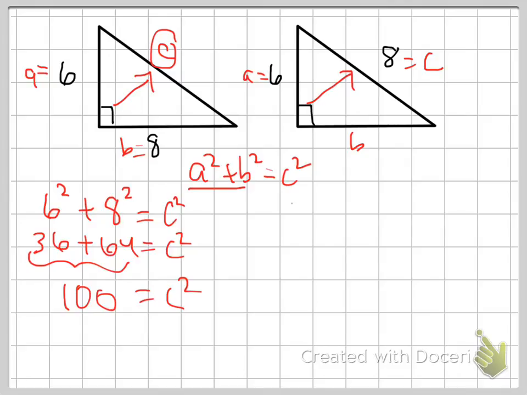My last step is to isolate the variable. I have to undo that squaring by doing the opposite. Square root both sides. Square root of 100 equals 10. So in this triangle, I know that this length, the diagonal here, is a length of 10.